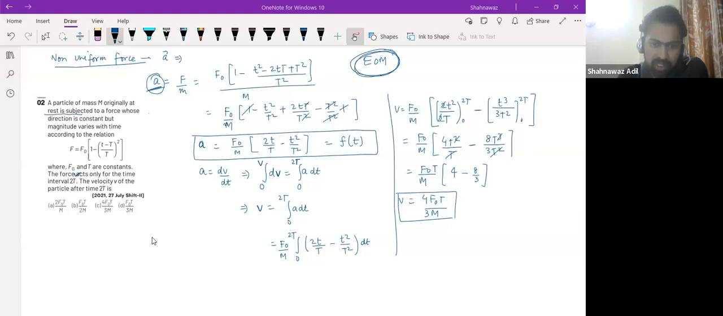Okay, so there was another question that was related to conservation of momentum. But many people got disconnected, so we'll stop here and we'll continue from here in the next class.